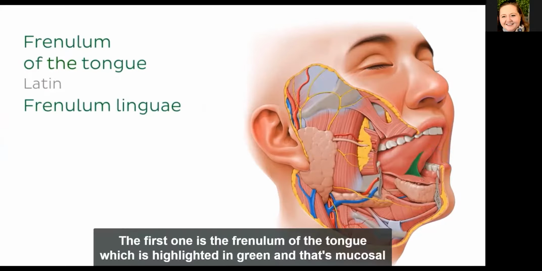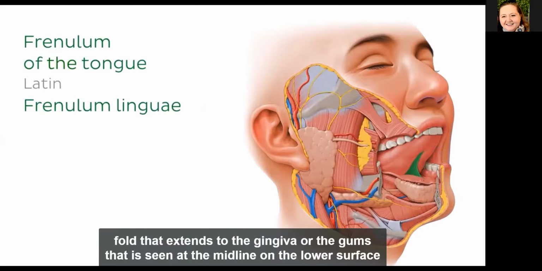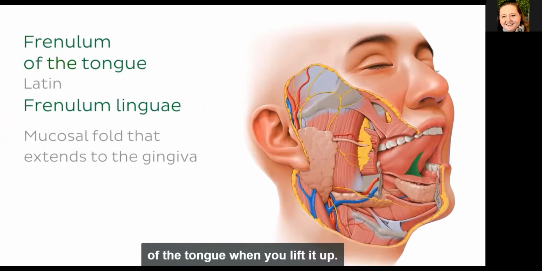The first one is the frenulum of the tongue, which is highlighted in green, and that's a mucosal fold that extends to the gingiva, or the gums, that is seen at the midline on the lower surface of the tongue when you lift it up.